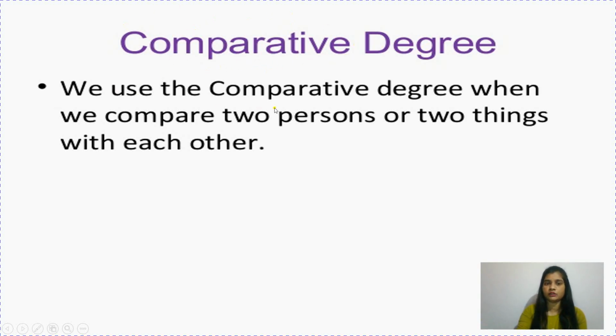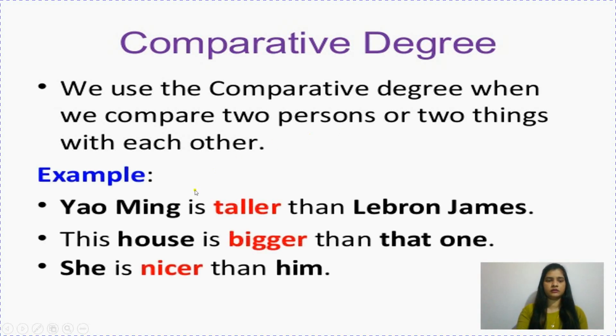Okay, so we use the comparative degree when we compare two persons or two things with each other. Fine. Let us see the example. Yao Ming is taller than LeBron James. That time we have learned that LeBron James is tall, but here we are comparing two persons. So we have used taller. And children, you have to keep one thing in mind that with comparative degree we use than.